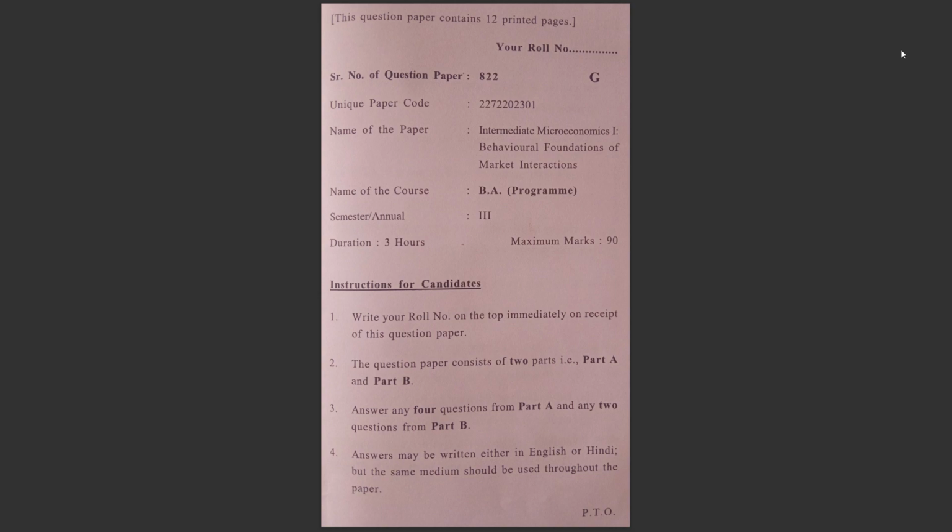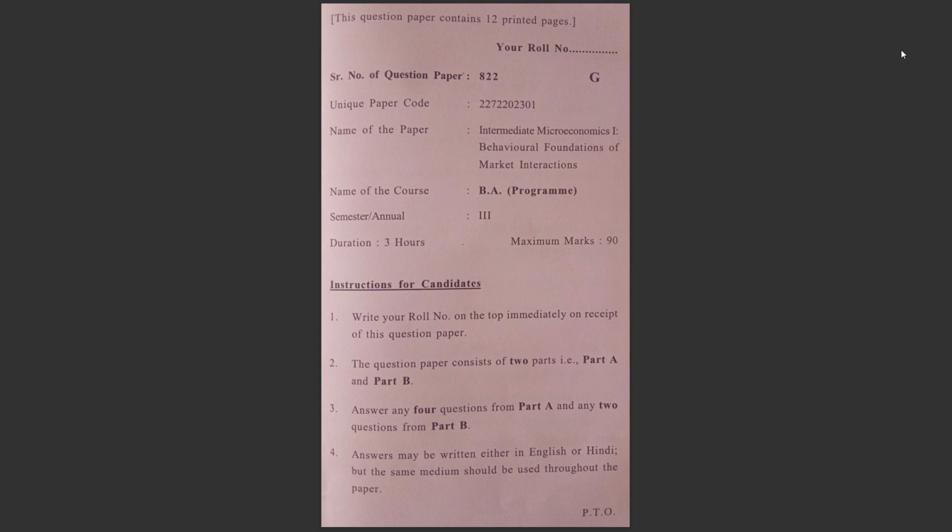Greetings all. In this video we will be discussing the question paper of Economics major and minor students of Delhi University semester 3. This is the question paper of the year 2023 and the paper name is Intermediate Microeconomics 1: Behavioral Foundations of Market Interactions. You'll have 3 hours for the exam, which is conducted for 90 marks.